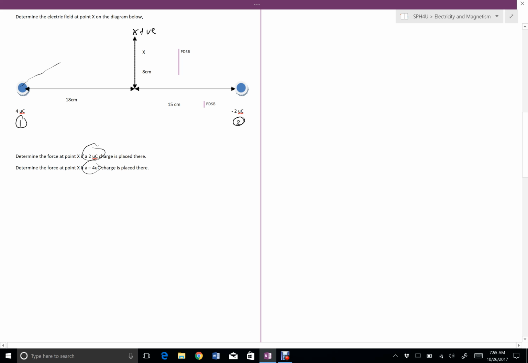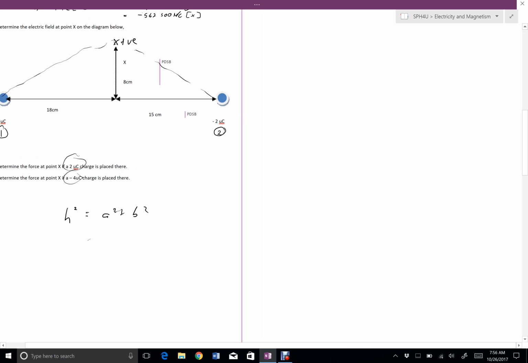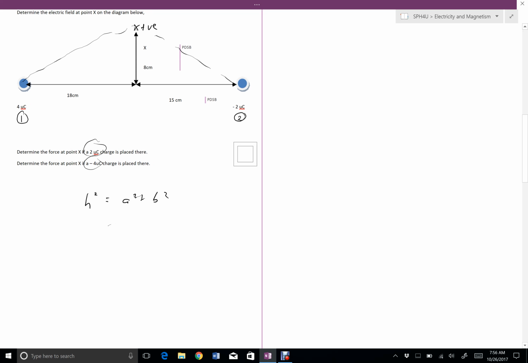We've got to figure out what the separation distance between these charges and the actual point of interest is, and we also have to determine the angle. So first things first, to determine the separation distance, we're going to use Pythagorean theorem. Hypotenuse squared is equal to a squared plus b squared. The hypotenuse is going to be equal to the square root of 18 squared plus 8 squared.